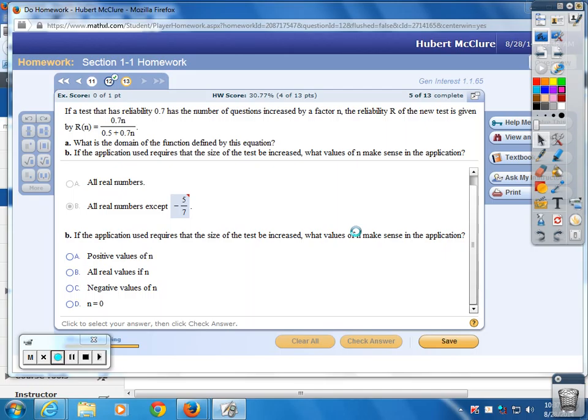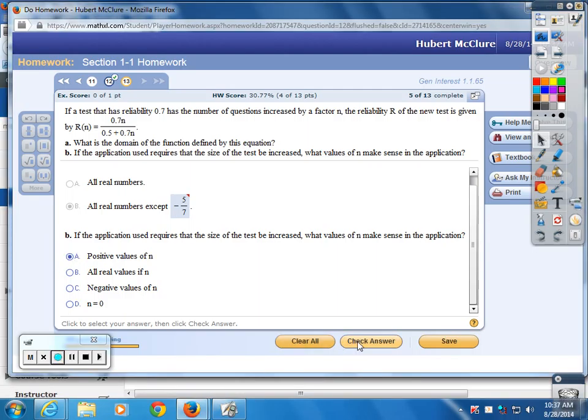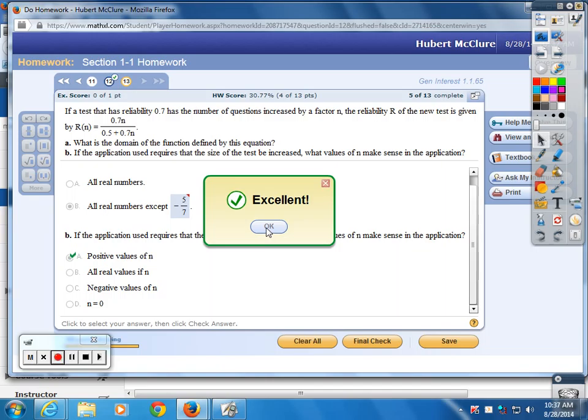Well, if you can't have negatives, does that mean you can't have all real values? That's true. So those two would be what? Out. Well, what's the difference between positive values of n and n is equal to 0? Well, you're not going to use n is equal to 0. Why? Because that means you're not increasing. Because that would give you 0, period. 0 reliability. So what do y'all think it is? Positive. I think it's positive. Y'all are winners.